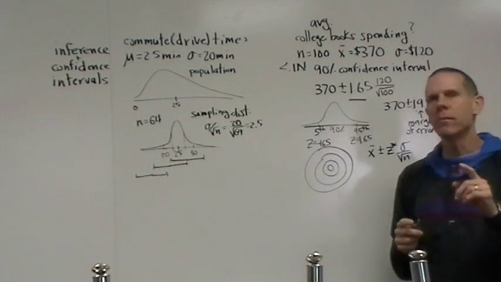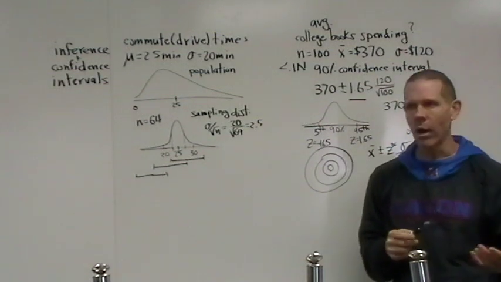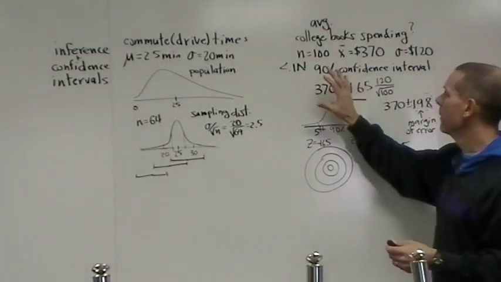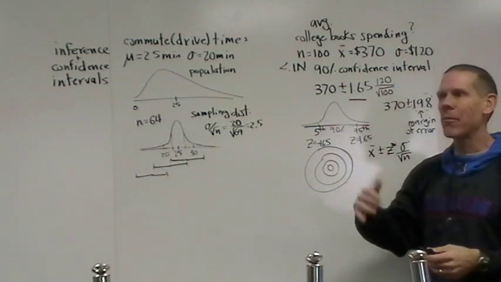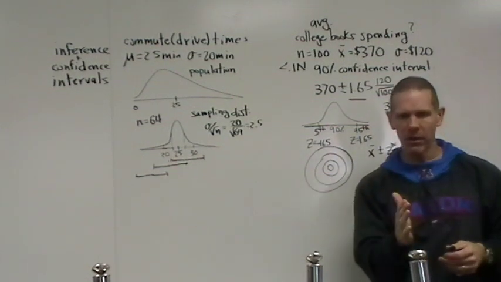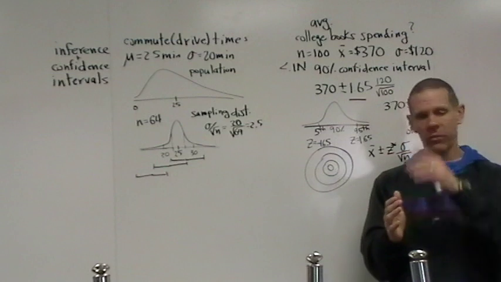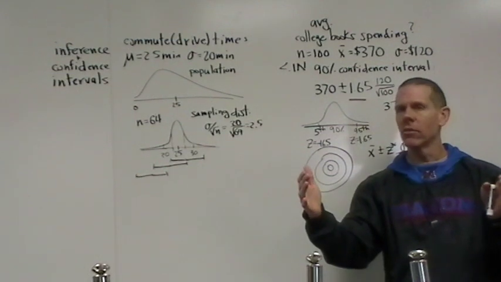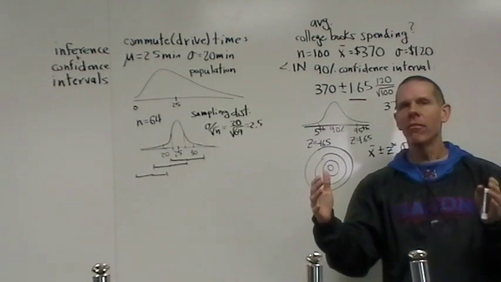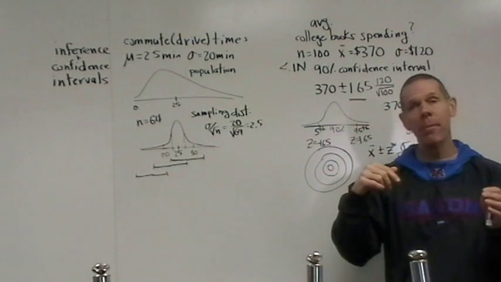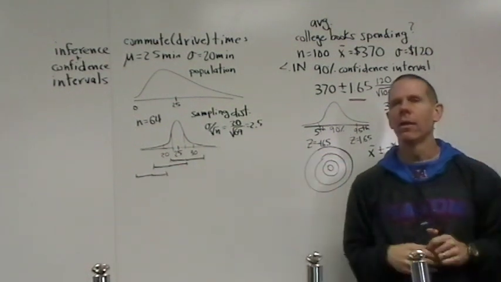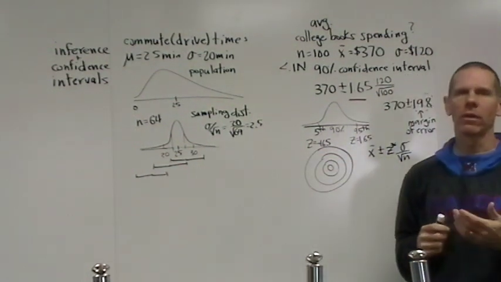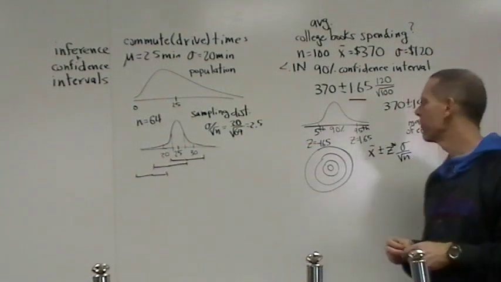If someone asks you what that means, you're supposed to say something like, well, if I use this method, then 90 times out of 100, if I take my sample mean and go 1.65 standard deviations either side of that, 90% of the time, the true population mean will be somewhere within that confidence interval that I just constructed. I know that's a lot of words, we'll get used to it.